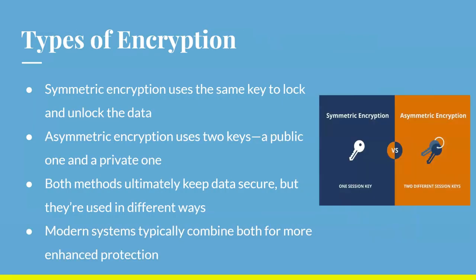So here are some types of encryption. Symmetric encryption uses the same key to lock and unlock the data. So you have a key that locks it, that scrambles it up, and then one that unlocks it or unscrambles it. Asymmetric encryption uses two keys, a public one and a private one. Both methods ultimately keep your data secure, but they're used in different ways. Modern systems typically combine both for more enhanced protection. So here's a diagram on the right.